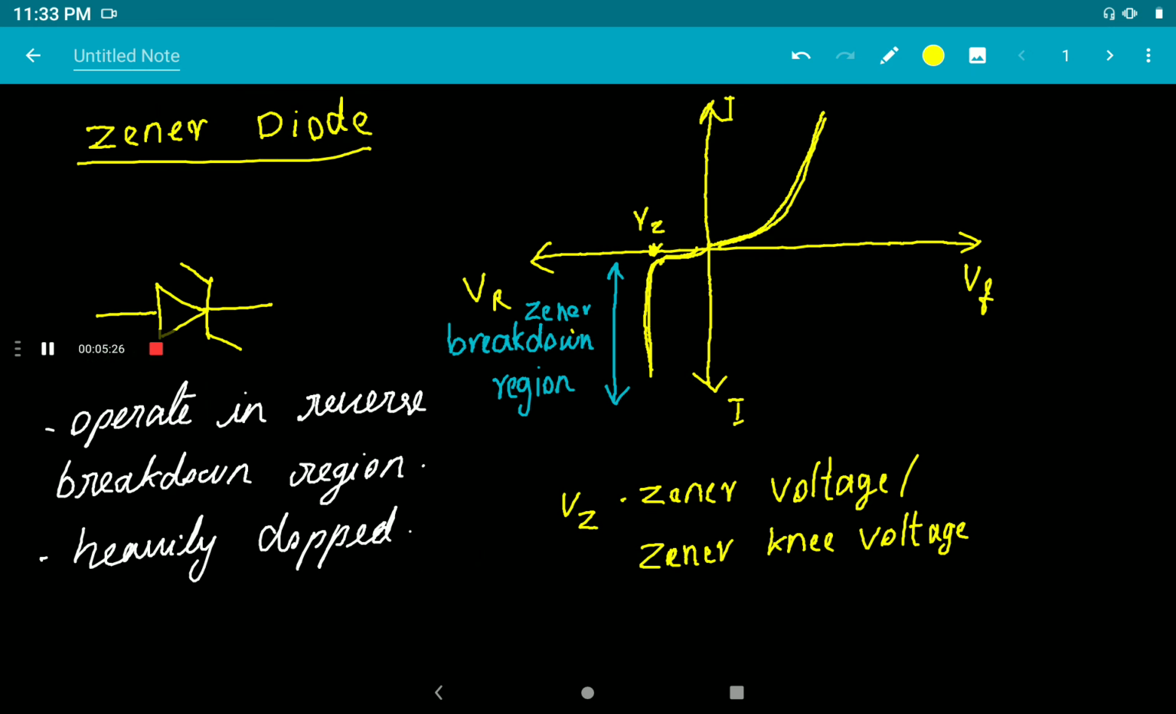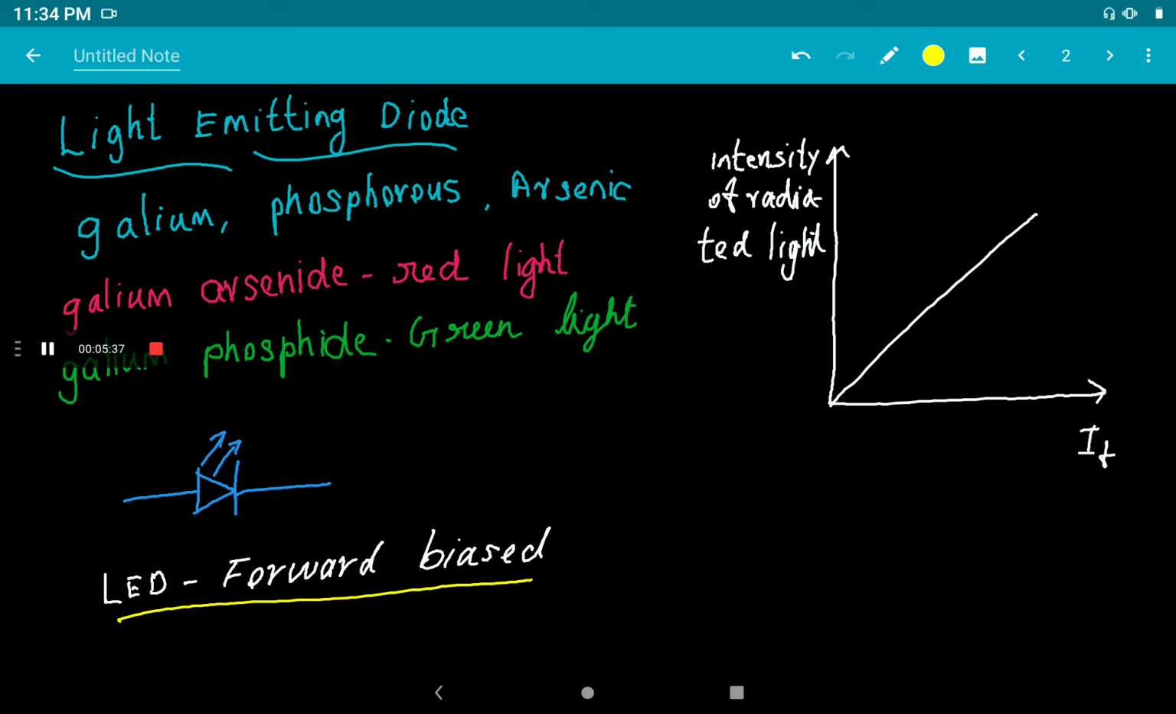In the Zener diode case we said it operates in the reverse breakdown region. Okay, the Zener diode works in the reverse breakdown region, but the LED will be working in the forward biased condition. And a light emitting diode is a diode which gives visible light when forward biased.